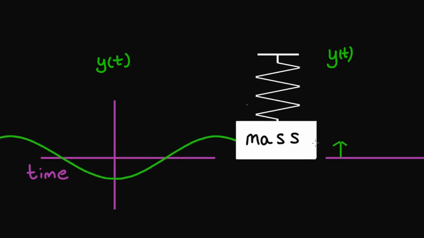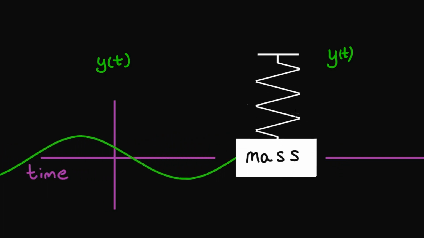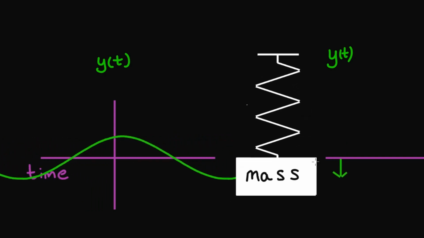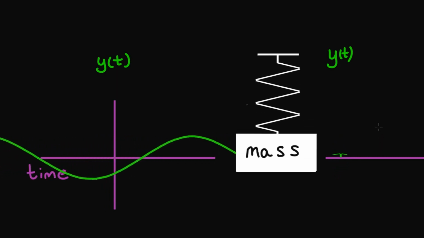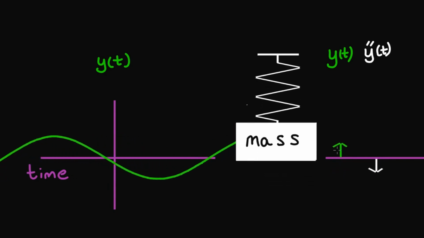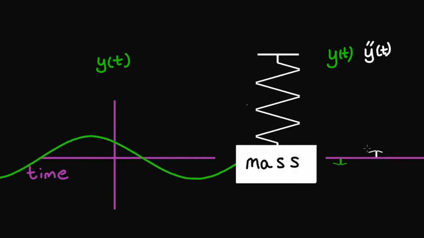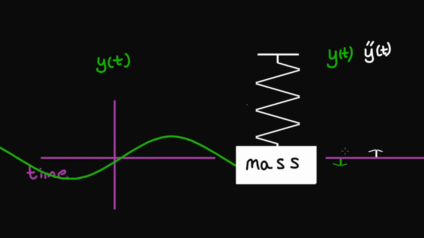Well, let's think about it. At the bottom, the acceleration is pointing up, and at the very top, the acceleration is pointing down. And it turns out for this system, our acceleration is represented like this. I want to point out that it appears that y double prime of t is the negative of y of t. So let's write this out.